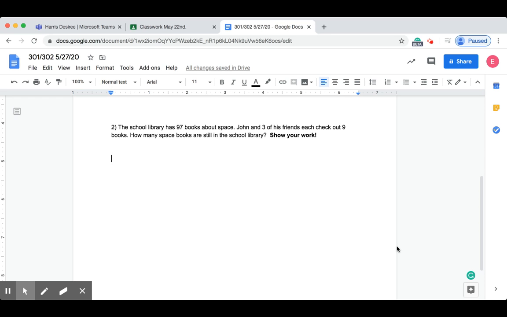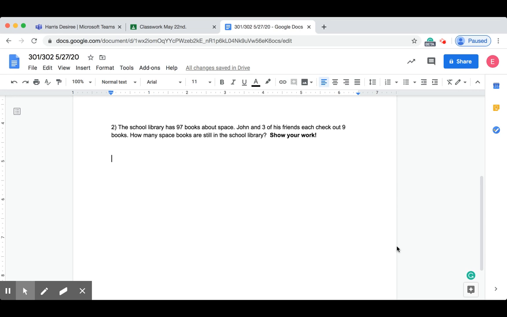Good morning, third grade. Here is our second example problem. The school library has 97 books about space. John and three of his friends each check out 9 books. How many space books are still in the school library?